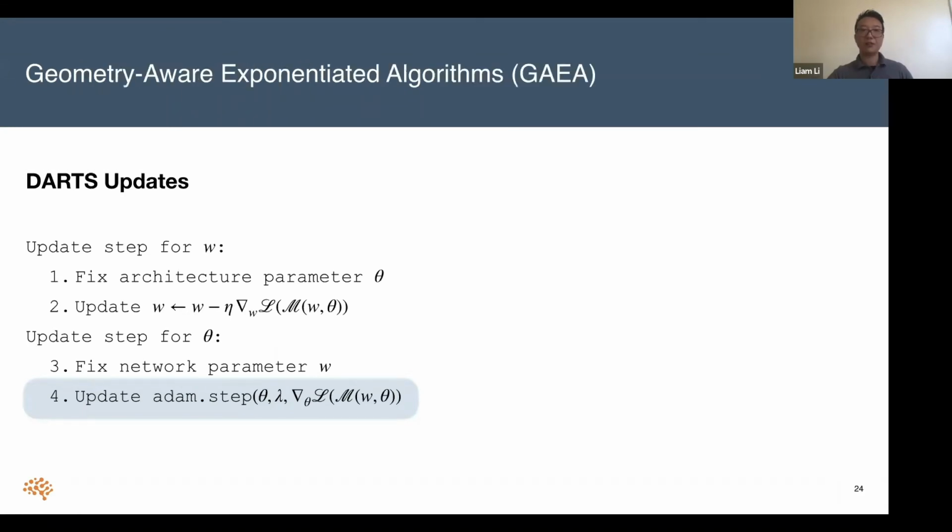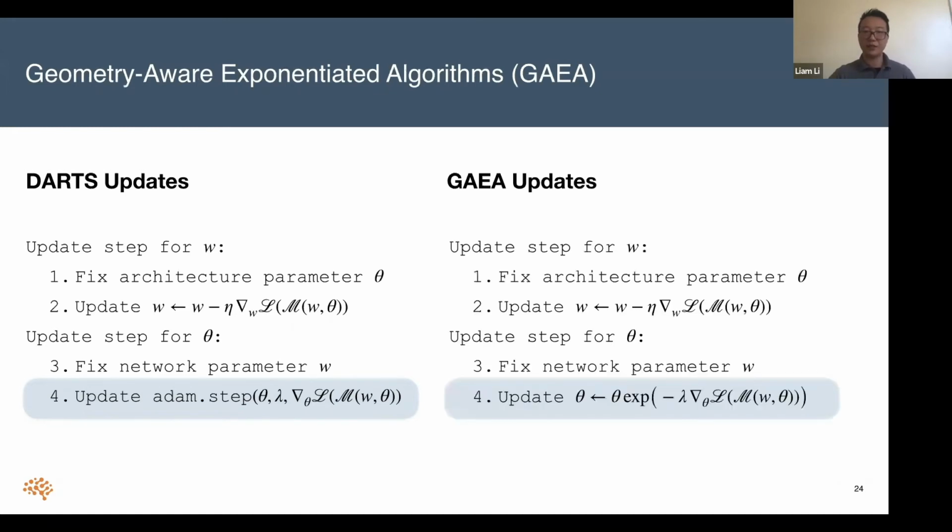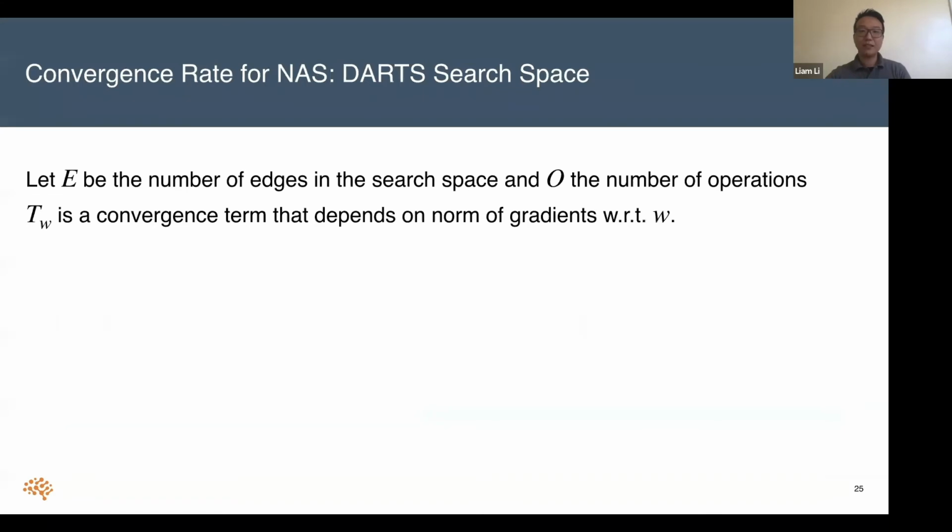And our geometry-aware exponentiated algorithm, GAEA, is a simple modification of the DARTS algorithm. Instead of using Adam to optimize the architecture parameters theta, we use the exponentiated gradient update instead. And this simple modification, as we've seen, leads to significantly better results in practice. The insight for using exponentiated gradient comes from our convergence analysis.